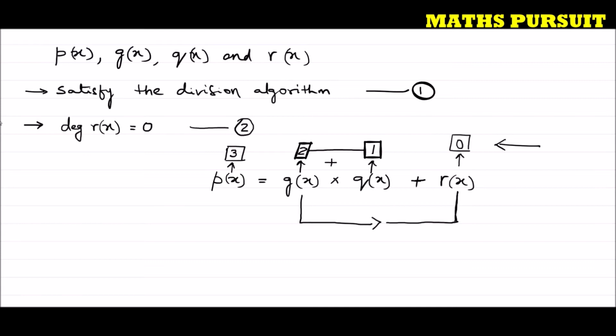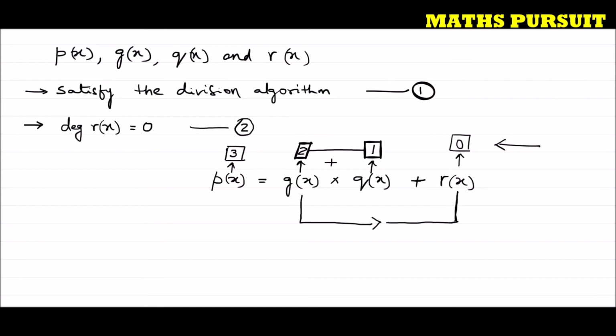So I am going to frame a polynomial in such a way where the degree of px is 3 and the degree of gx is 2, and the quotient that we will get, whose degree will be 1, and the remainder that we will get, the degree should be 0. Now keeping all these things in mind, let us frame a polynomial.